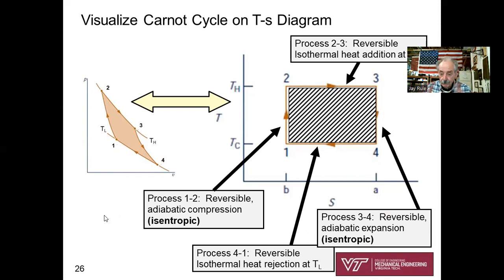Okay. So what's the takeaway here? The Carnot cycle on a TS diagram is a rectangle. Put that in your memory banks. Carnot cycle, TS diagram is a rectangle. Crazy looking thing on a PV diagram. Rectangle, easy looking thing on a TS diagram.